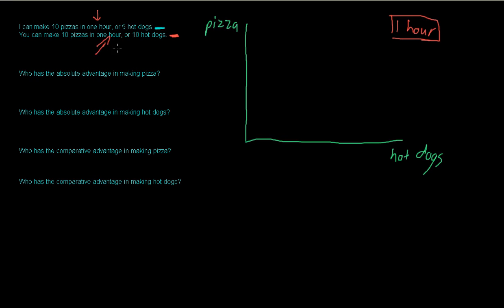Here all of these things are quoted in 1 hour, so it just makes sense to do it in 1 hour. Alright, so in 1 hour you can make 10 pizzas. So we'll go 1, 2, 3, 4, 5, 6, 7, 8, 9, 10. Or you can make 10 hot dogs. So again 1, 2, 3, 4, 5, 6, 7, 8, 9, 10.